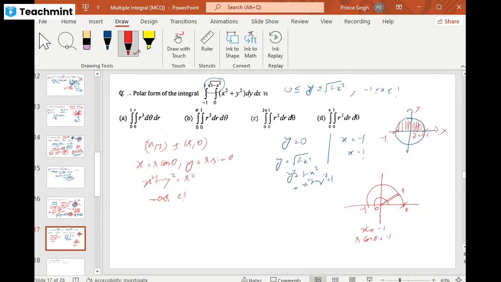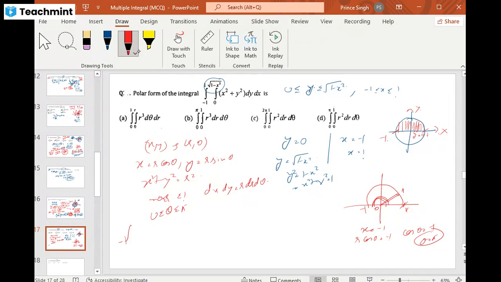Because the radius is equal to 1, it means that cos theta equal to minus 1, so theta equal to pi. So the value of theta varies from 0 to pi because it is a semicircle. Semicircle means the value of theta varies from 0 to pi only, and dx dy will be r dr d theta. So we substitute all these values in this integral.